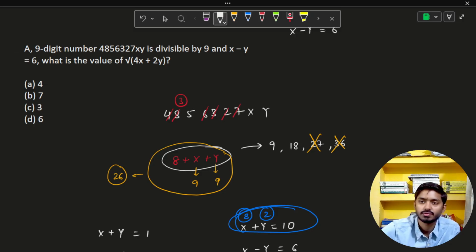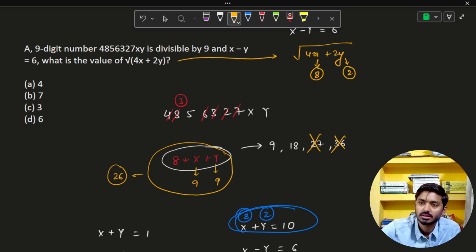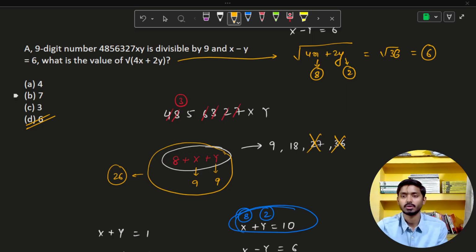We are supposed to find the value of root under 4x plus 2y. You put x to be 8 and y to be 2. You get 32 and 4, 36. Root under 36 is 6. So option D is the correct one.